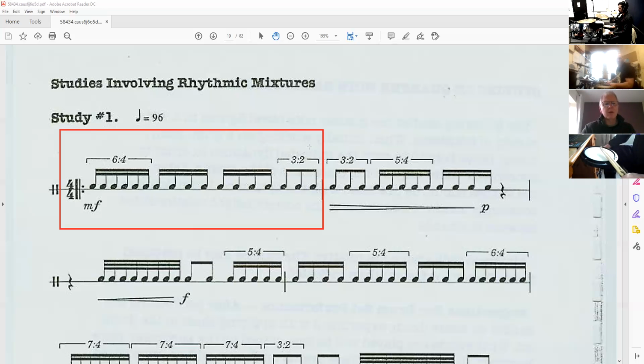1 and the 1 and the 2 E and the 3 E and the 4 and the 1. 1 and the 1 and the 2 and the 3 and the 4 and the 1. Once more, 1 and the 1 and the 2 and the 3 and the 4 and the 1.